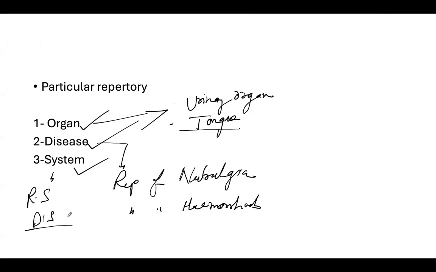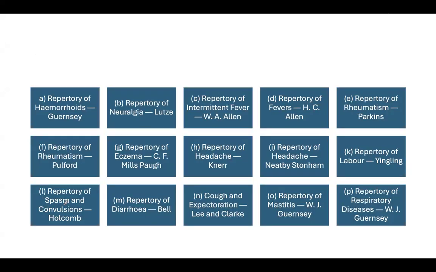So general repertory and the particular repertory. General is divided into two types: one is the general and the other is the clinical general. Okay, then the particular is divided into repertory according to the organ, according to the disease, according to the system, and then you have to write the name. Okay, so for example, these are some of the repertories of hemorrhoids. So these are examples of some clinical repertories.